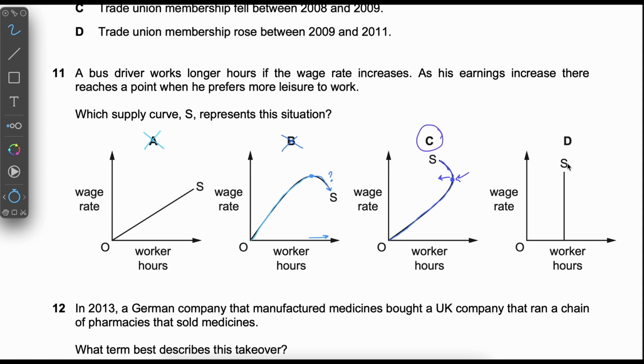Let's just go through what D means. This is basically saying no matter what happens to his wage rate, increases or decreases, he's working the same amount of hours. You can see that his working hours are staying static at that point over there. Okay, so it's not D either.